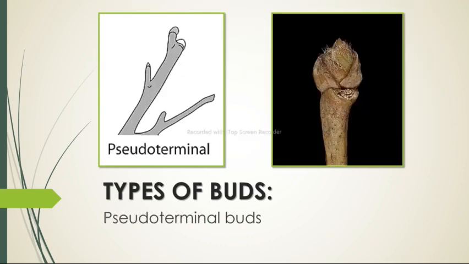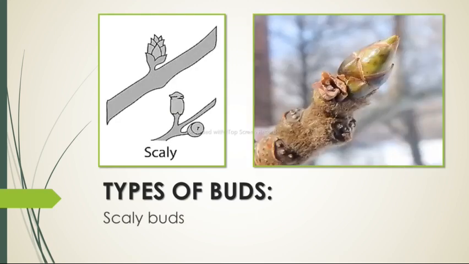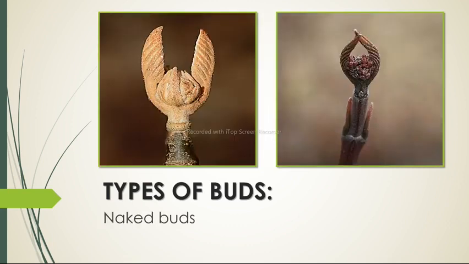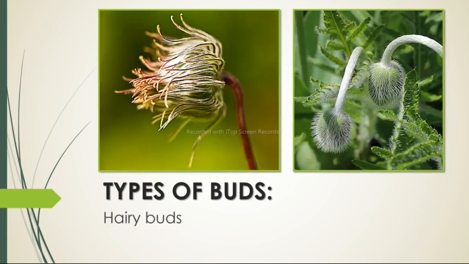Types of buds also include the pseudo-terminal buds, and these are pseudo-terminal buds as shown in the figure. Types of the buds also include the scaly buds. So these are scaly buds as shown in the figure. Types of the buds also include the naked buds. So these are naked buds as shown in this figure. Types of the buds also include the hairy buds. So these are hairy buds you can see in this figure.